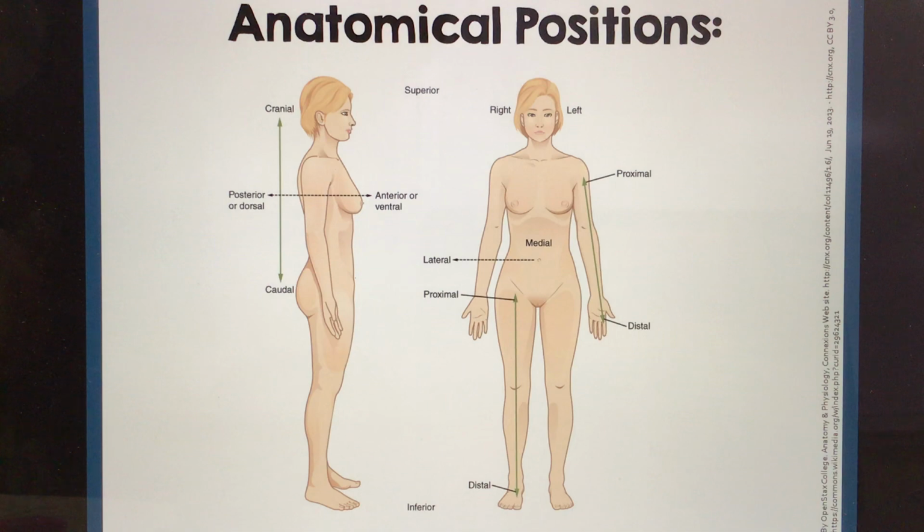Okay, so if we take a look at the body on the left side, cranial. Cranial is dealing with the head. If we're talking about the back side, from the back side of the head is the cranial, down to the buttocks would be your caudal side. So the back side is cranial, down to the buttocks would be caudal.